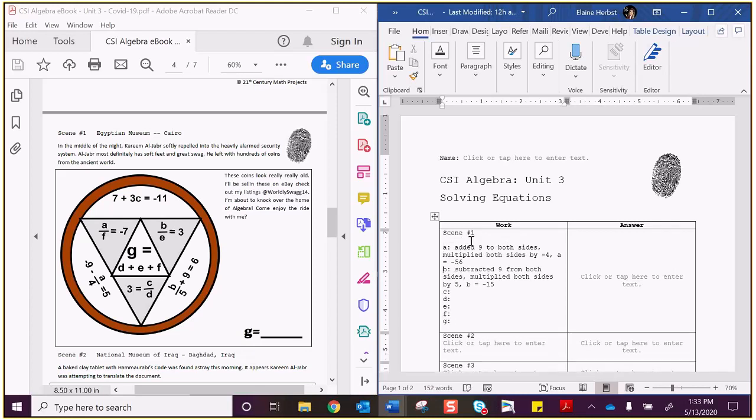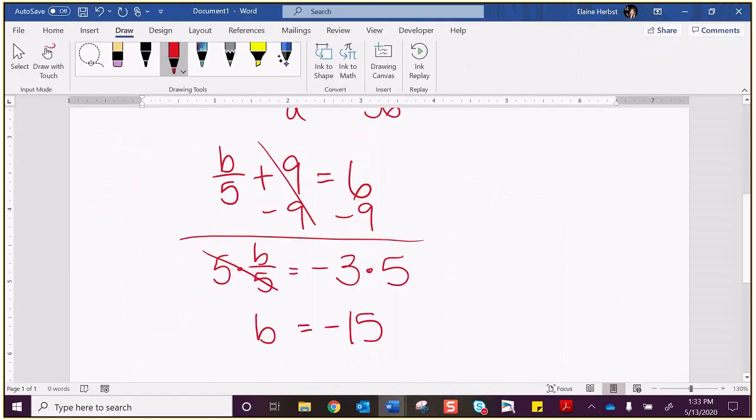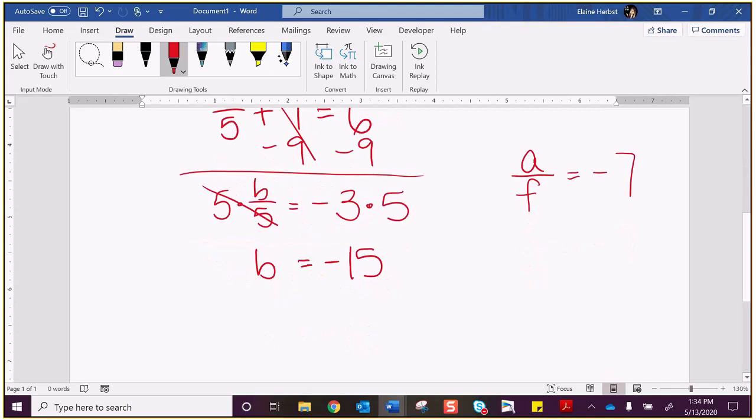And I've made it so that you can hit the return key this time to make it a little more organized. So if I look at this a over f equals negative 7, I just found that a is negative 56. So I'm going to go back to my workspace, and it said a over f. I forget, is it e or f? A over f. And we just found that a, in this previous problem up here, was negative 56. So negative 56 divided by something is going to equal negative 7.